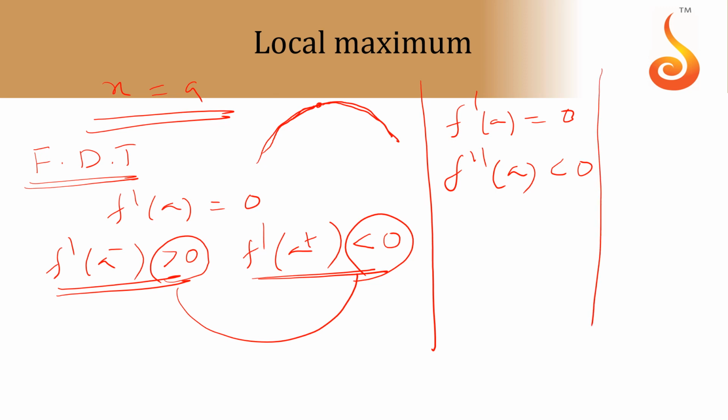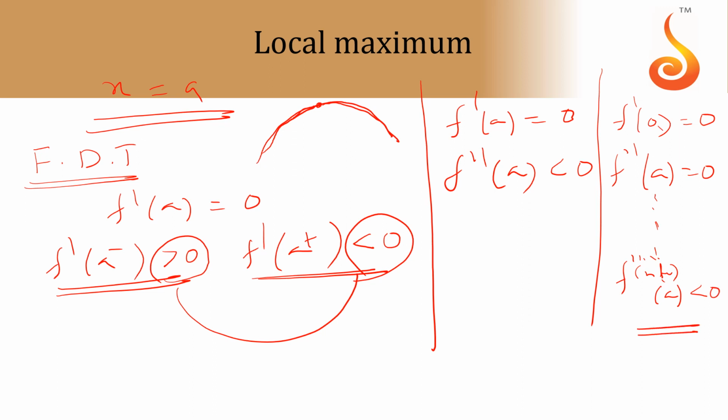There is another test called the higher order derivative test. What will happen? If f dash a is 0, suppose f double dash a is also 0, then if you go on like this, the third derivative, fourth derivative, fifth derivative, like that. Suppose at a stage where n is even, the nth derivative at a, you are getting less than 0.